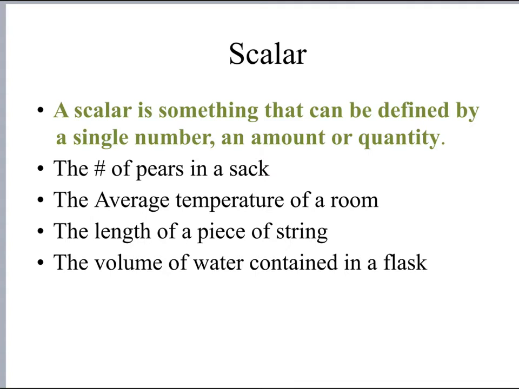The number of pears in a sack. If I go to the grocery store to buy a bunch of pears for my absolutely delicious pear apple cobbler, I would maybe put 7 or 8 pears in my bag, take them to check out. How many pears are in my bag? 7. There's 7 pears. That's a single number. That's a scalar quantity because it's something that can be characterized by a single number.